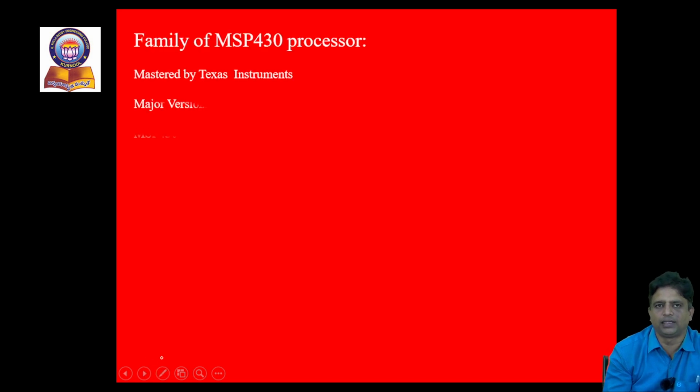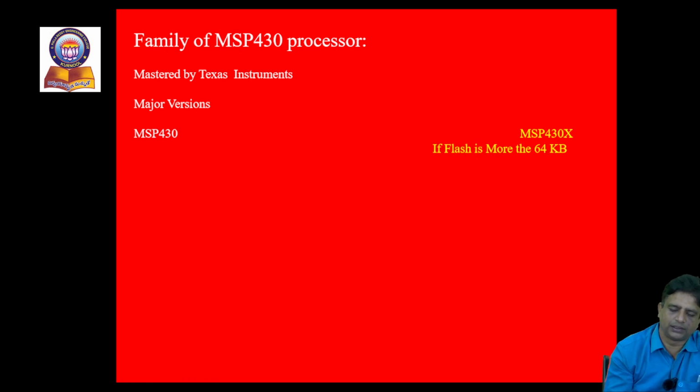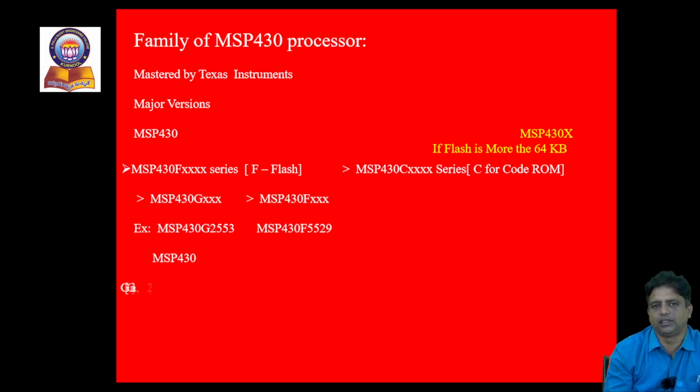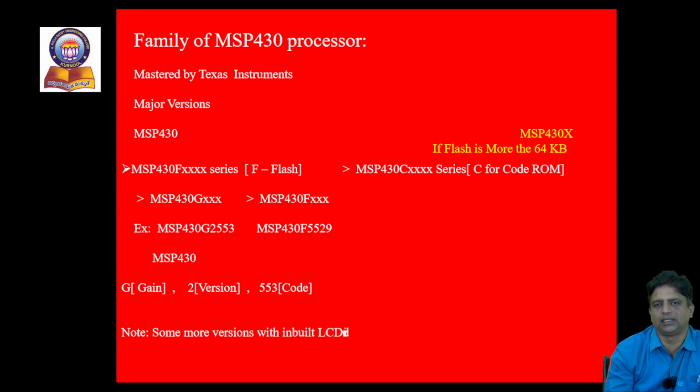If we look over the different versions provided with MSP430, it has a good family arrangement. Most of the famous versions provided in MSP430 are the G series and F series. One of the most popular series for learning and educational purposes in the market is the MSP430 G2553 series, where G stands for gain version and F stands for flash. Another is the code memory version, considered as the C series.